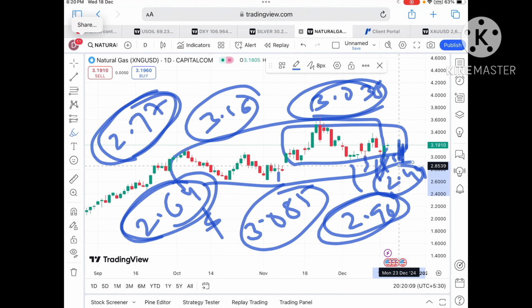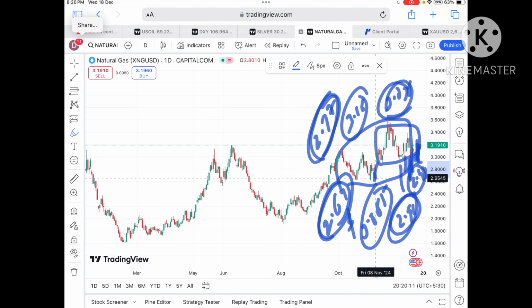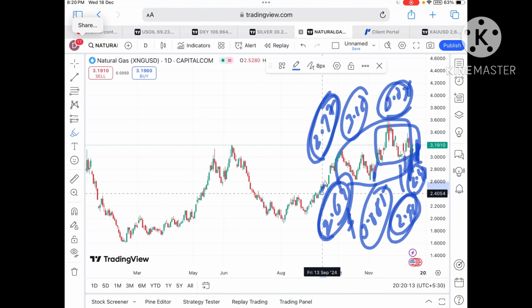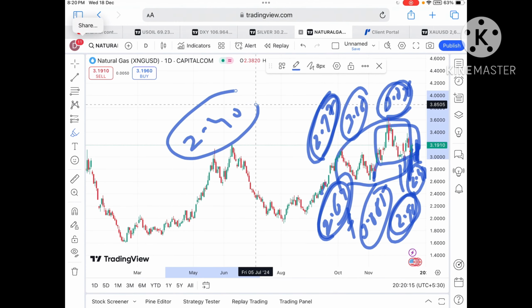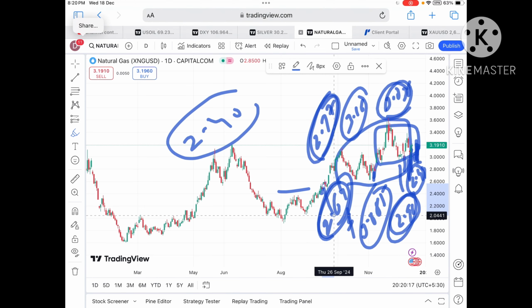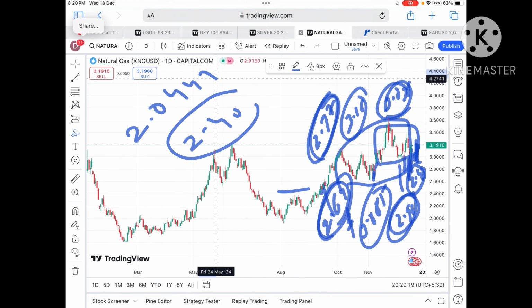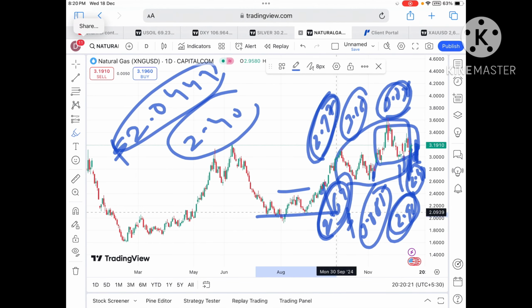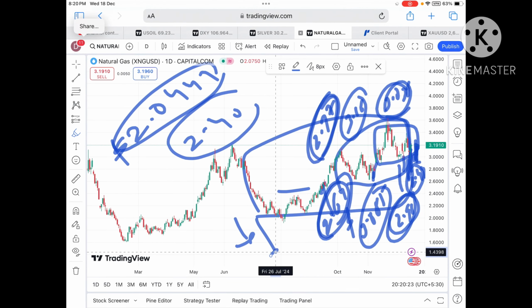When a zone breakout happens, chances are very high it can fall further, or if it moves upside, we can see a further upside. The probability of touching 2.44 will be there, and then from there a further fall towards a level of 2.40, and then to a level of $2.04. If it moves below this level, we can see a further downfall.